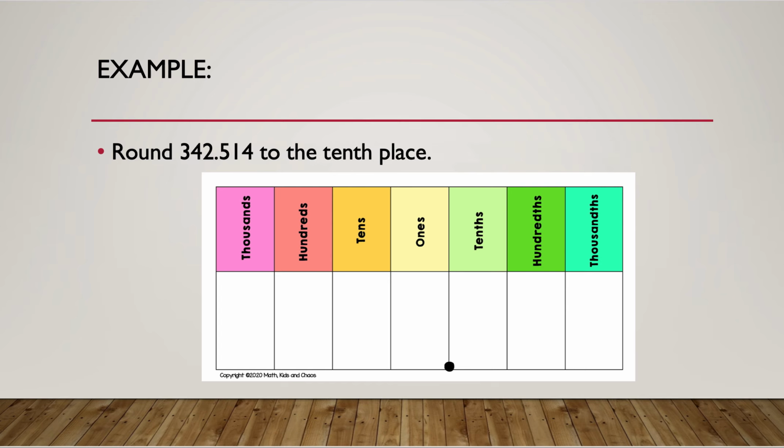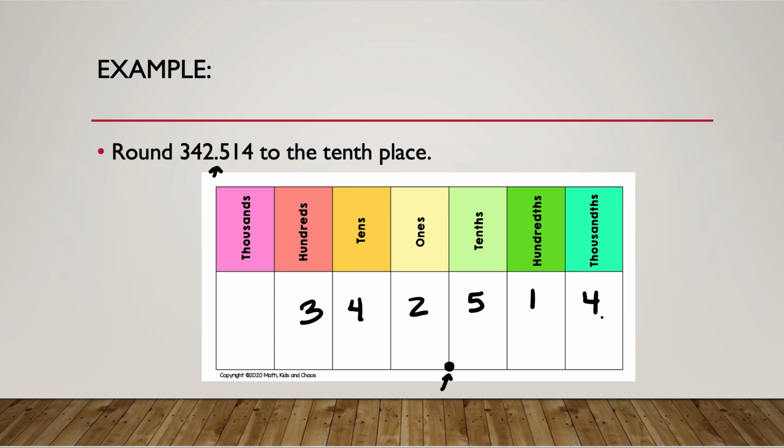All right, let's try it again. Okay, this time we want to do 342.514, and we want to round it to the tenths place. Okay, so again, I'm going to enter the numbers into the place value chart. So notice where your decimal is. Here's your decimal in your place value chart. So the numbers to the left, the 3, 4, and the 2, let's fill those in. 3, 4, and 2. And then the numbers to the right of the decimal place, 5, 1, 4.